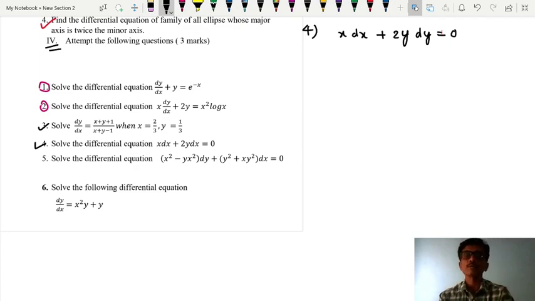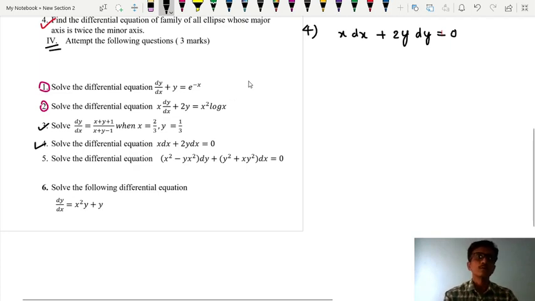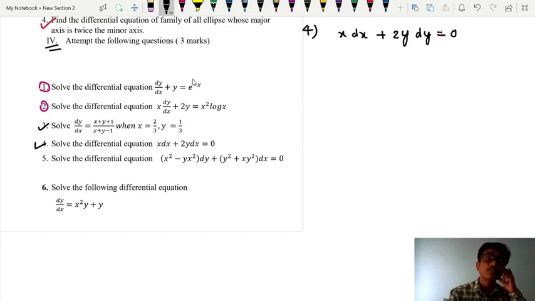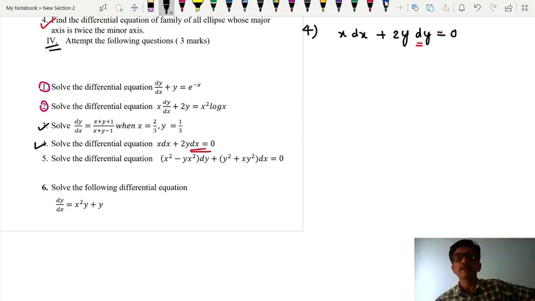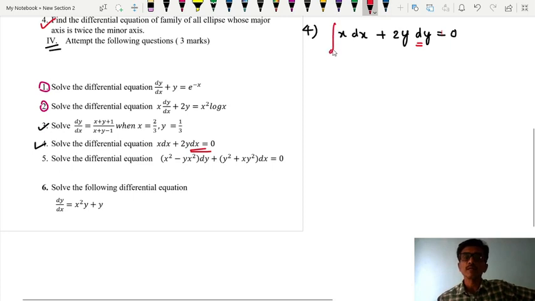Next question, that is question number 4. In question number 4, to the best of my knowledge there should be one mistake. Instead of dx it should be dy. So I made it like this. This is already in variable separable form, so you have to simply integrate this.